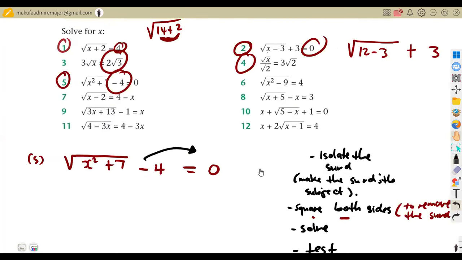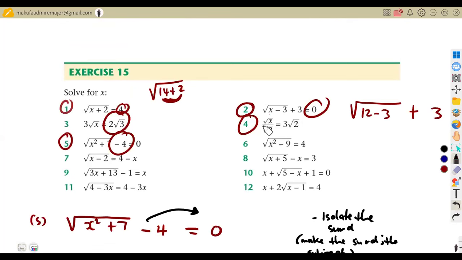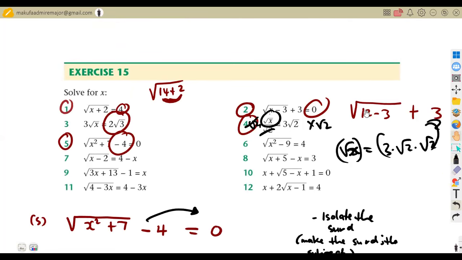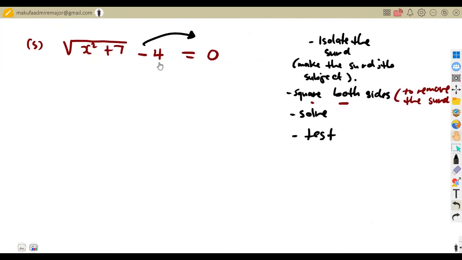And also, if you check on number 4 here, it is a division. So you simply have to multiply by the square root of 2 here, the square root of 2 here. This cancels, you're left with the square root of x. So the square root of x is equal to 3 times the square root of 2 times the square root of 2. You just have to square both sides there, you solve. But on this one, it's a subtraction. You have to transpose to the other side so that it becomes a positive. So we are left with the square root of x squared plus 7, which will be equal to what? A positive 4. We have transposed this, it becomes a positive.